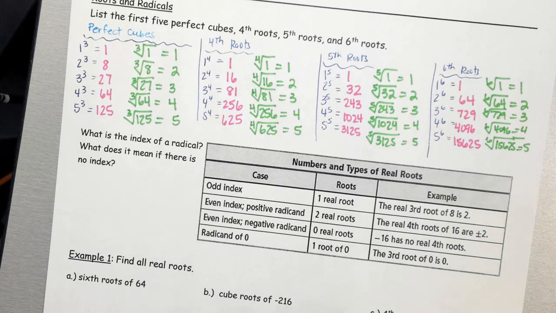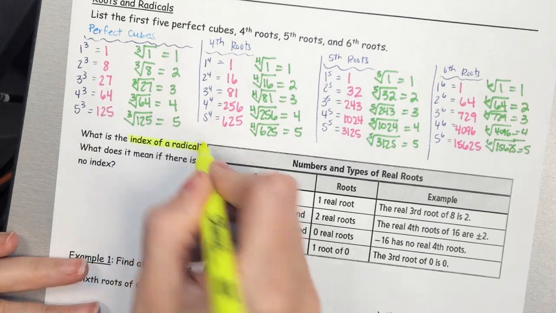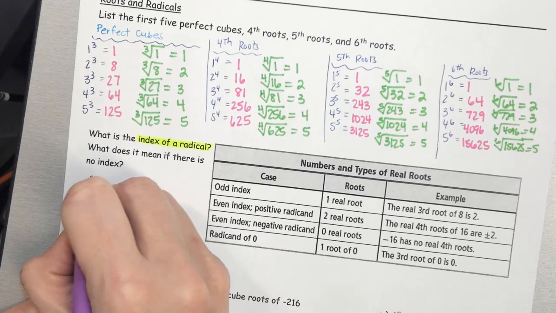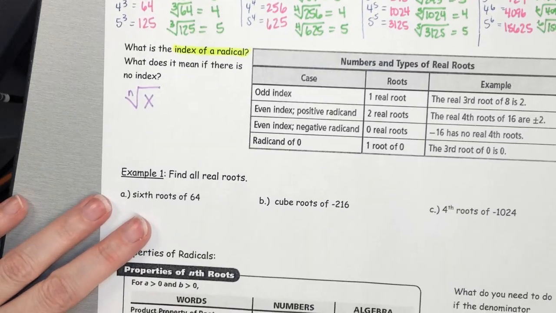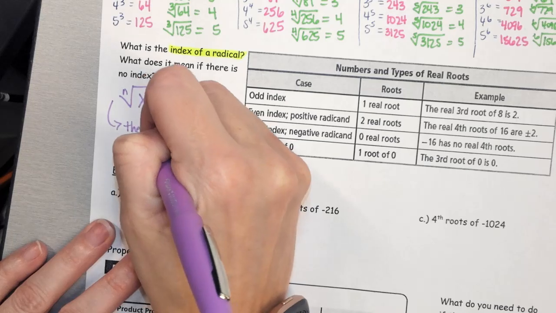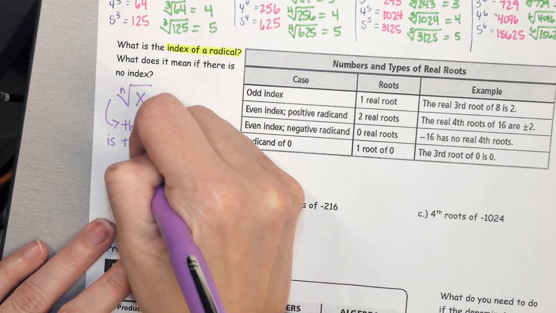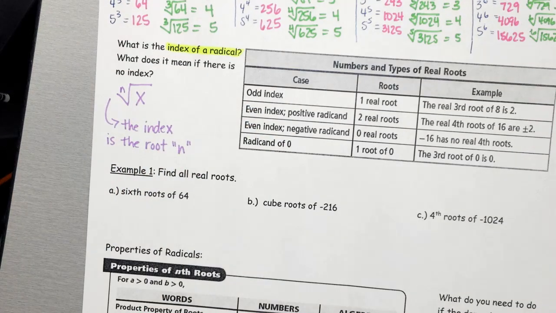All right, so the index of a radical. What is the index of a radical? That is going to be the root. And in general terms, if you have the nth root of x, we say that the index is the root n. Okay, the index is the root n.